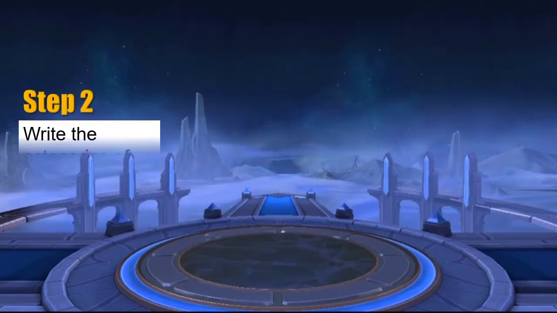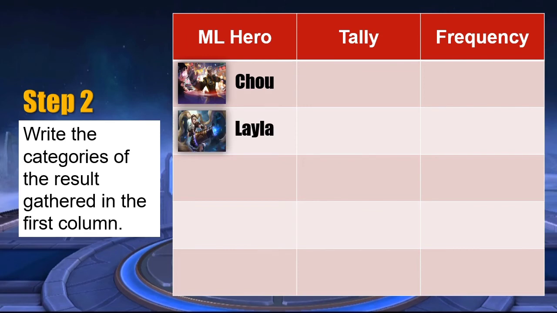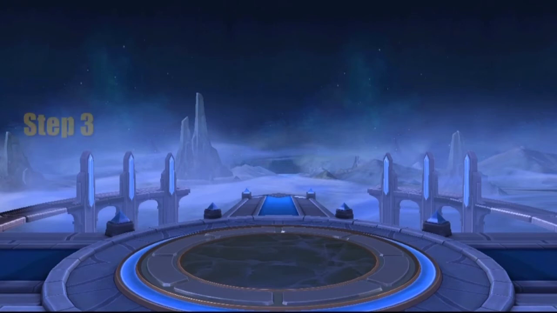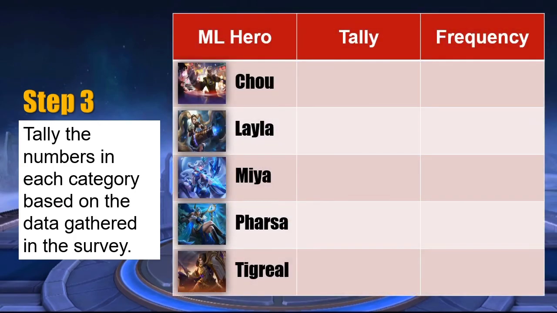Step number 2. Write the categories of the result gathered in the first column. When we look again at the list, these heroes appear repeatedly. So these are the heroes that they mainly use when playing Mobile Legends. First is Chou. Second is Layla. Third is Miya. Fourth is Fanny. Fifth is Tigreal. Step number 3. Tally the numbers in each category based on the data gathered in the survey.